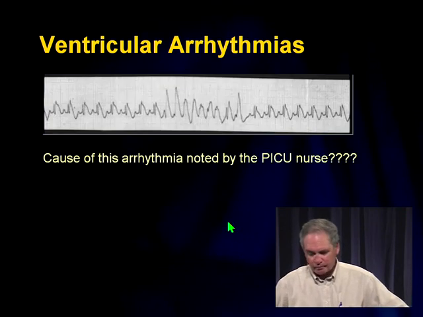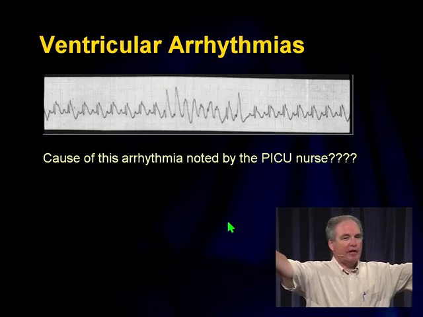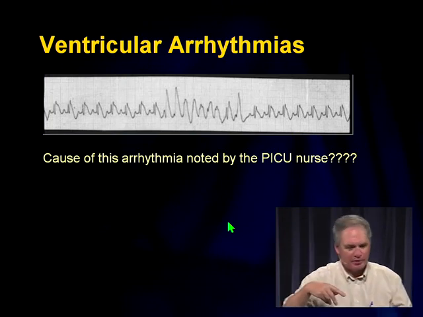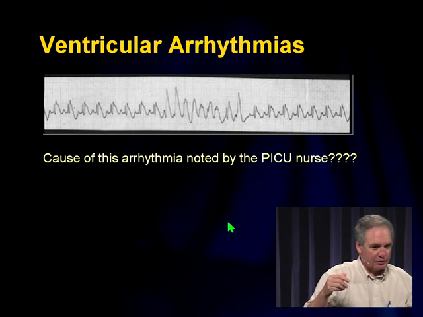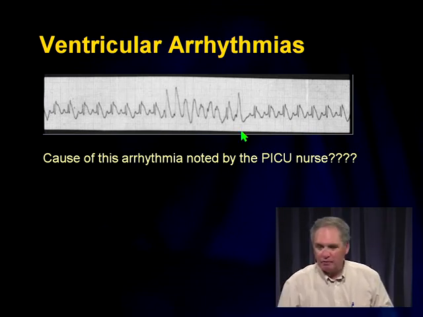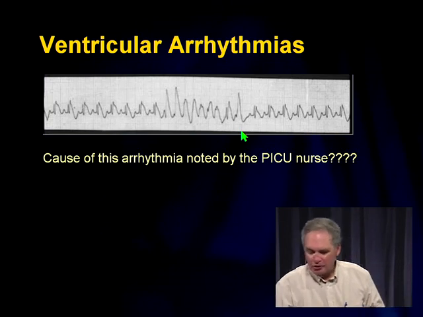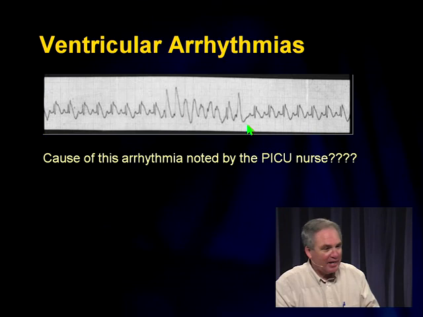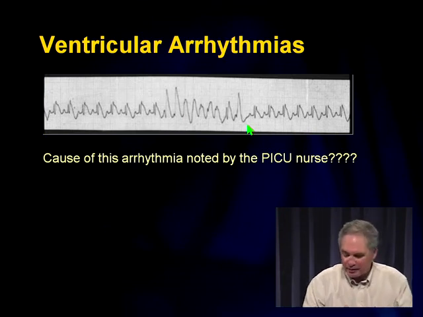Okay. So, ventricular arrhythmias, you have to think about what the underlying cause is. In the case I just presented to you, it was an ion channel disorder. Okay? Long QT syndrome. Here's a kid who was in our PICU. The nurse calls you. What's this? Ventricular tachycardia, wide QRS. You have to ask, what's going on here? Why is this kid in the unit?